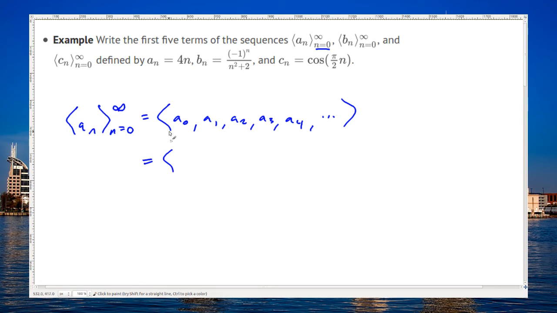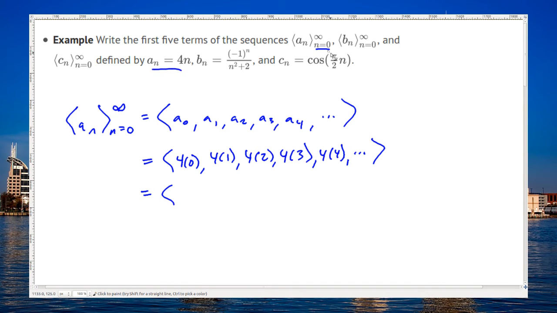And now we're going to plug into the formula for an. An is given to us as 4 times n. So this is 4 times 0, 4 times 1, 4 times 2, 4 times 3, 4 times 4. All right, and then doing this an term here, that gets us 0, 4, 8, 12, 16, and so on and so forth. All right, that's all there is to do there.